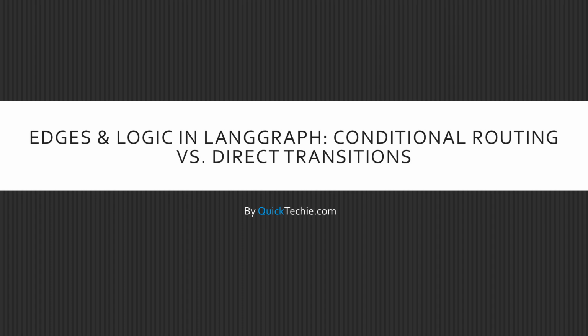Today, we are exploring the control flow mechanisms within LangGraph. We will master the differences between direct transitions and conditional routing, a fundamental concept for upgrading static AI chains into dynamic, decision-making agents. Let's get started.